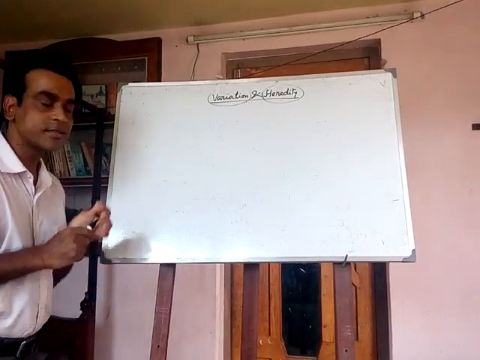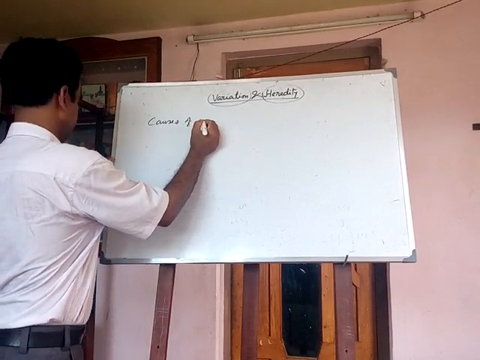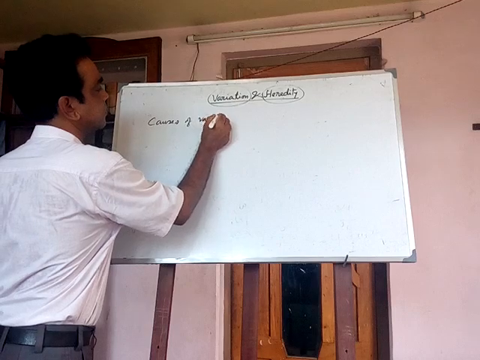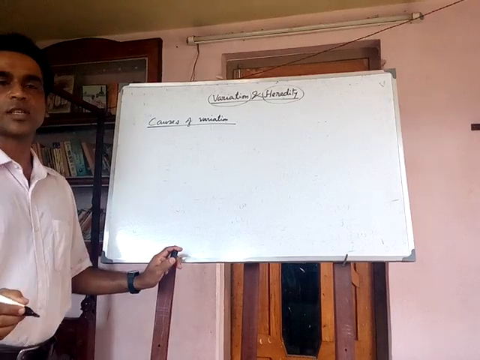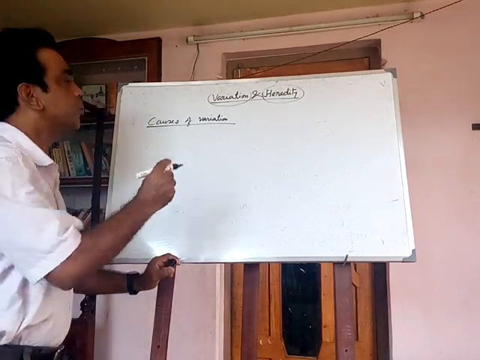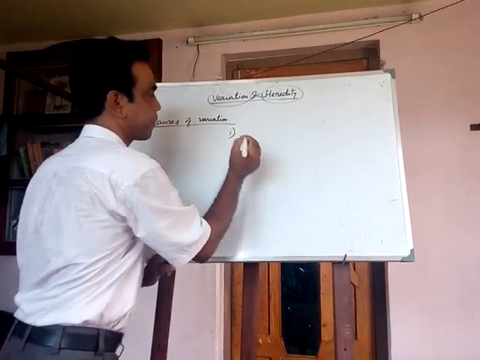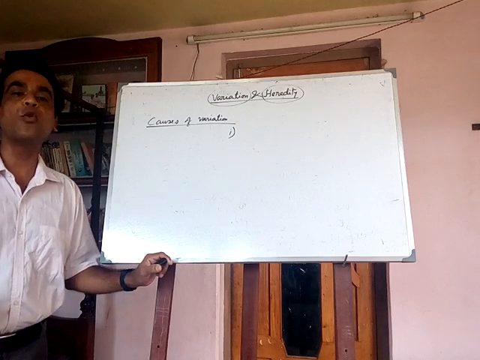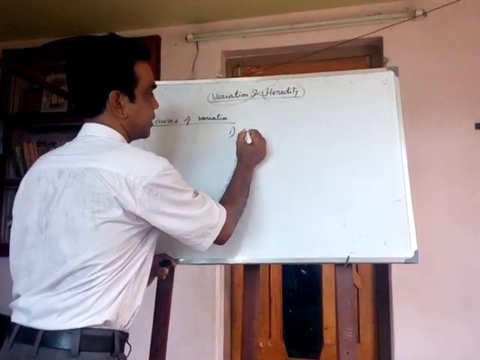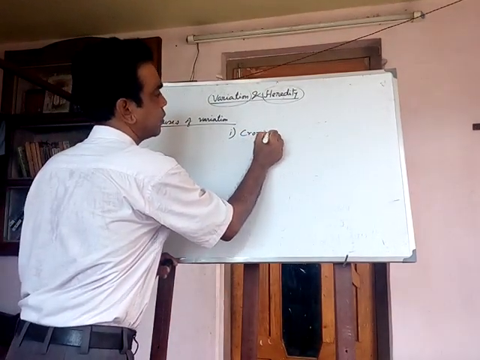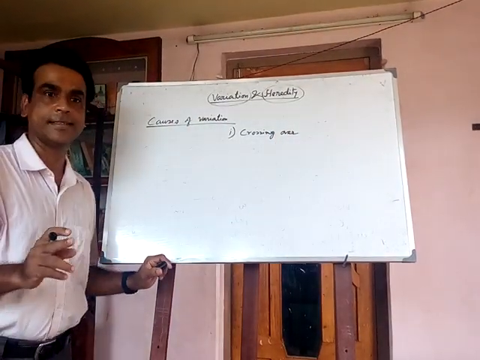What are the causes of variations? There are so many causes for the variations. One, when the crossing over takes place in meiosis cell divisions. Crossing over is one important cause of variations.